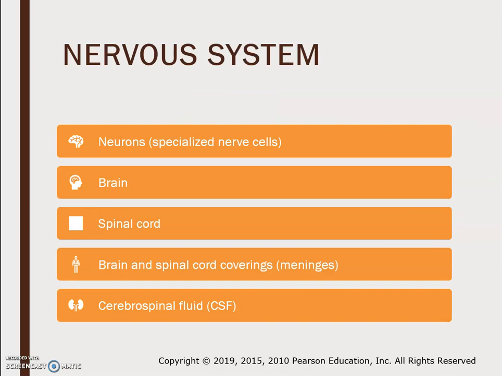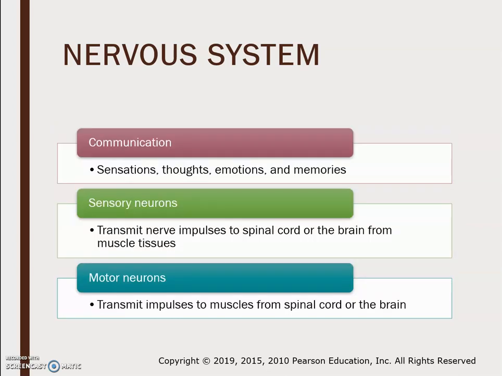The nervous system: neurons, specialized nerve cells, the brain, spinal cord, brain and spinal cord coverings or meninges, and the cerebral spinal fluid. Communication is sensation, thoughts, emotions, and memories. Sensory neurons transmit nerve impulses to the spinal cord or the brain from muscle tissues, and motor neurons transmit impulses to muscles from the spinal cord or the brain.